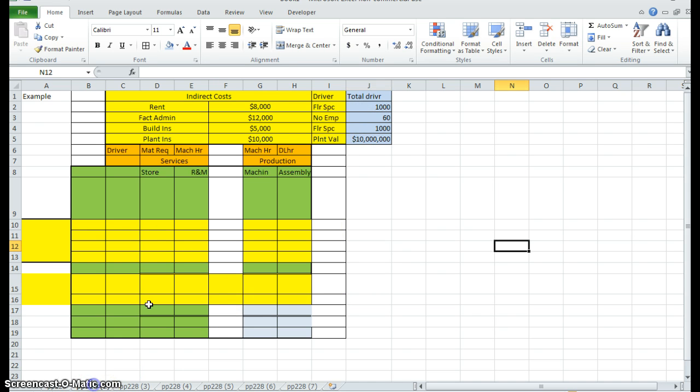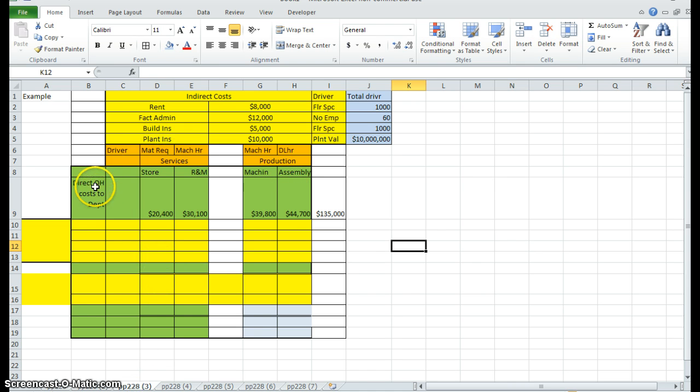So going to the next page, these are the 4 departments: stores and repair and maintenance, which are service departments. The drivers for them are the material requisition for stores, machine hours for repair and maintenance. Then these are the production departments, machining and assembly. Machine hours is the driver for machining, and direct labor hours is the driver for assembly.